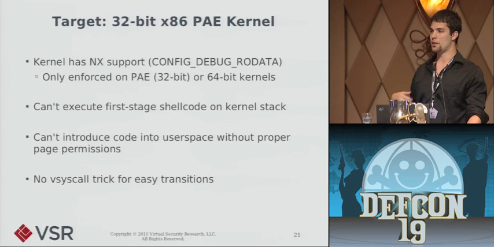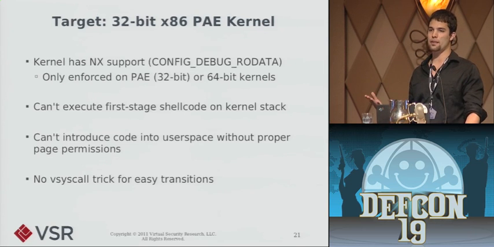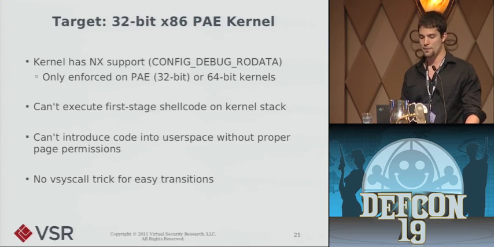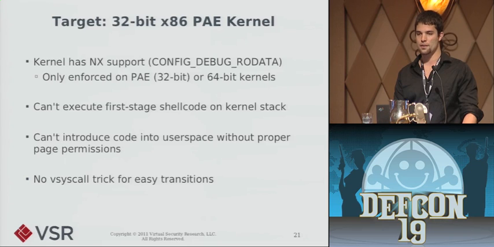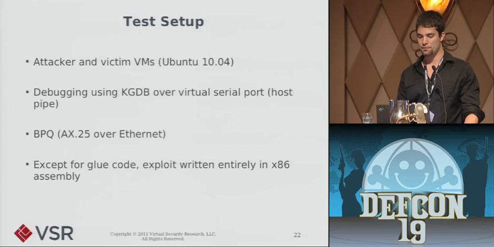These kernels have userland NX protection as well. So if we're going to somehow introduce code into a user process, we also need to do so in a way that honors page permissions. We can't execute code on a userland stack without modifying its permissions. And then finally, because we're on a 32-bit machine, we can't leverage Scracku's trick that was specific to AMD64 to make that transition from interrupt context to userland.